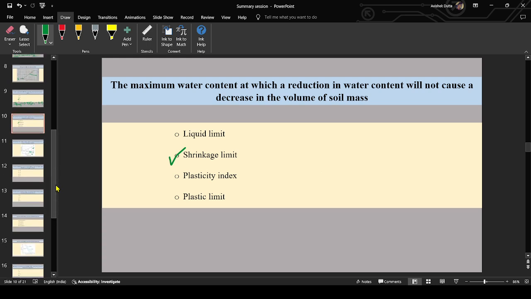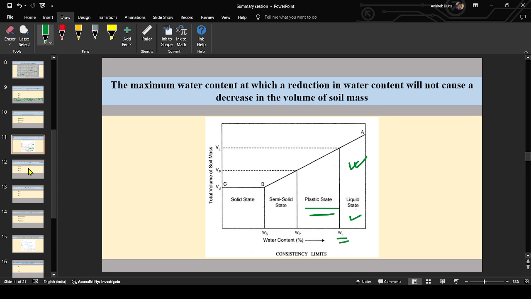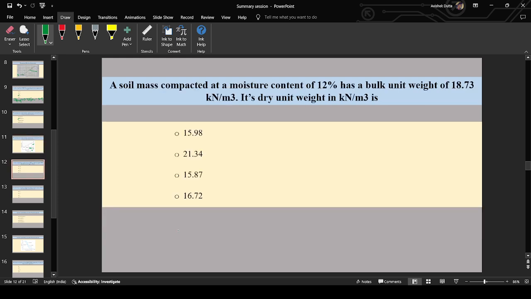Next question. A soil mass compacted at a moisture content of 12% has a bulk unit weight of 18.73 kilonewton per meter cube. Its dry unit weight in kilonewton per meter cube is: 15.98, 21.34, 15.87, 16.72.